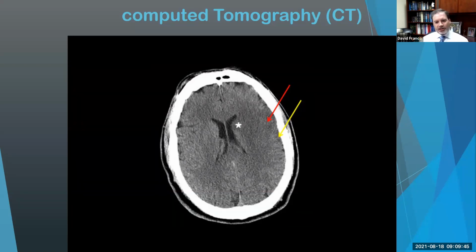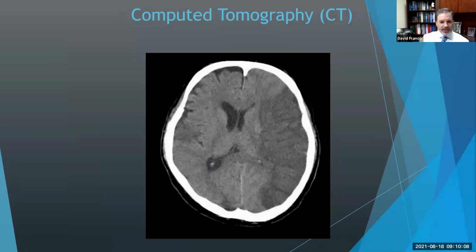These arrows and stars point to a vague, indistinct appearance of the gray-white junction or the sulci. They're not as apparent, so there's early swelling. We can't see the boundaries between the different structures in the brain, but for the most part, a CT is probably going to appear normal.